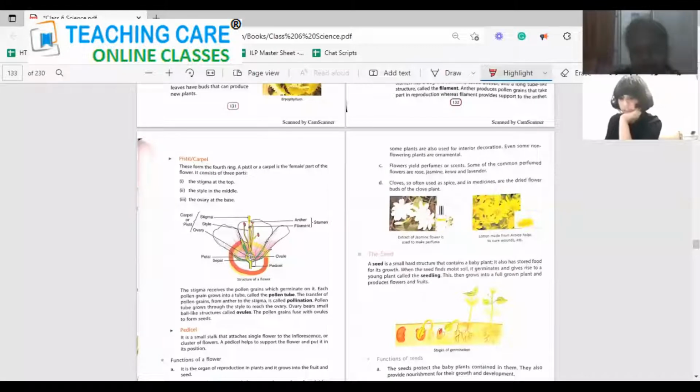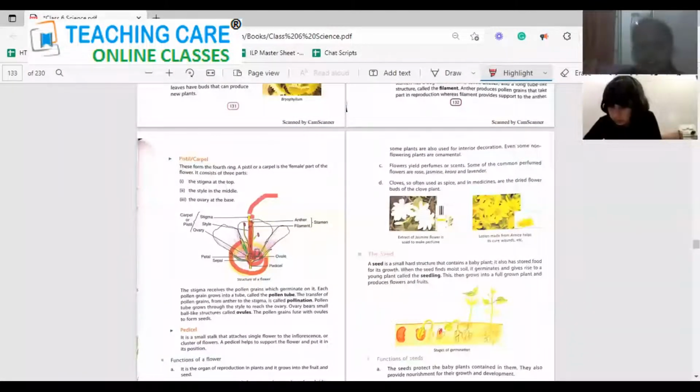The stigma receives the pollen grains which germinate. When an insect comes, it drops the pollen grains over here. It's been transported through the filament. It reaches the ovule, inside which the fertilization occurs. The ovary bears some ball-like structure called ovules. The pollen grains fuse with the ovules and then the seeds are formed.